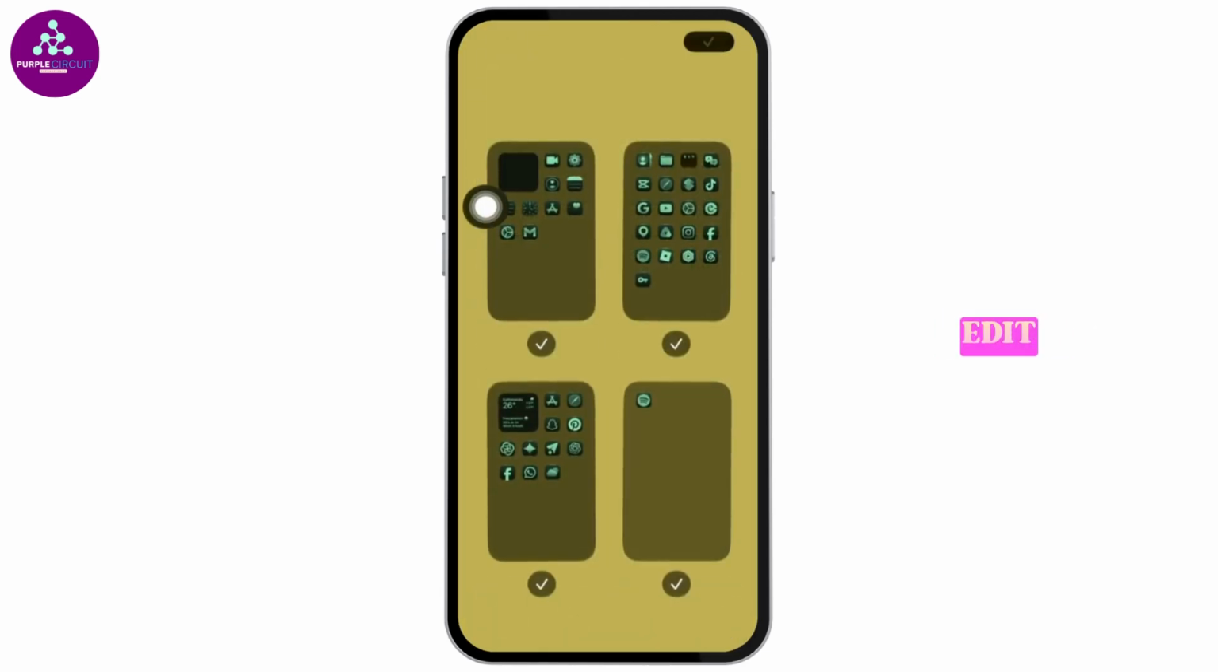Lastly, click on the option Edit Pages. From here you are able to remove the home screen page. All you have to do is click on the one that you want to remove. Click on Remove and you'll be good to go.